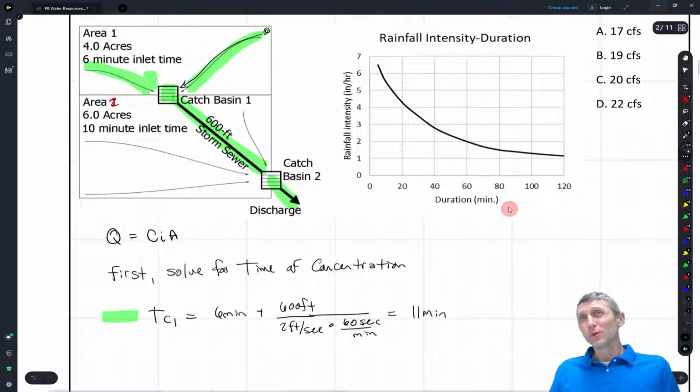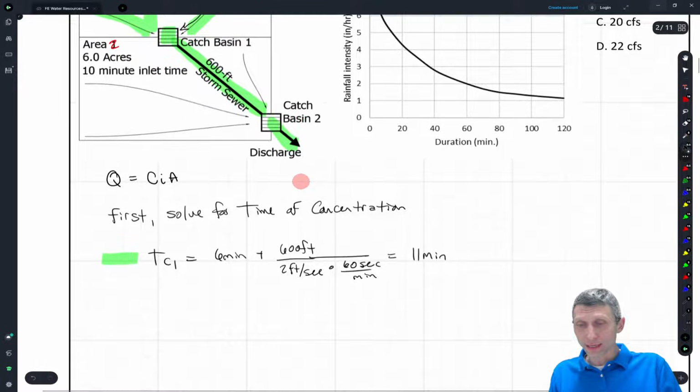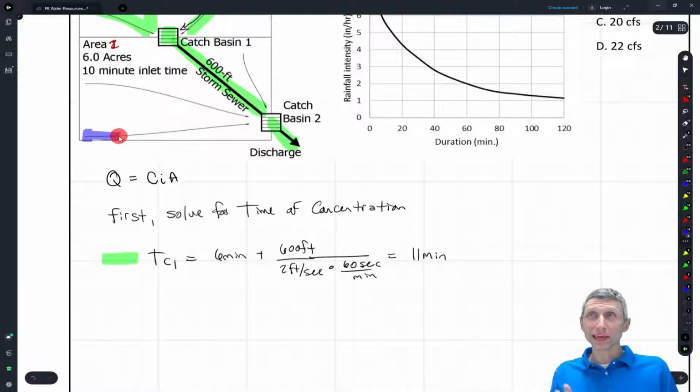So when the rain starts falling, it takes 11 minutes to go from the most hydrologically distant point on that watershed to the catch basin, through the catch basin, and out of the sewer, out of discharge off the site. So then let's look at time of concentration 2. This one's actually a little bit easier, because we're starting at the hydrologically most distant point, and we're going to go to catch basin 2. And then we're going to go off the site.